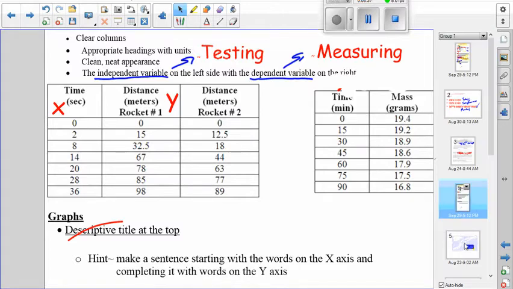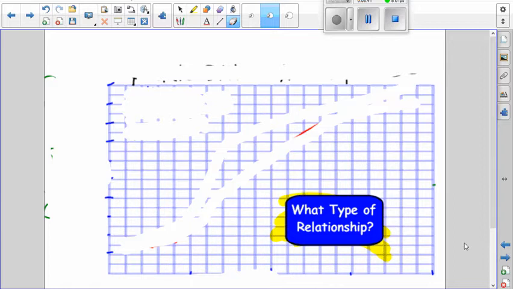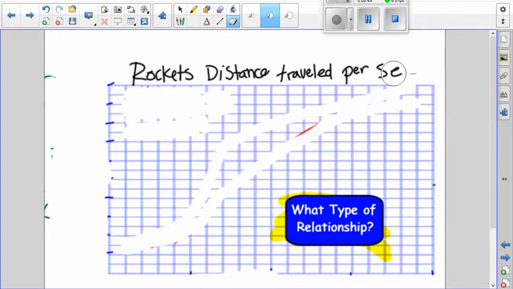All right, going to my graph paper. My title should say something about my two variables. There are a lot of things you could say here, okay? Personally, I mean, you really don't have to write this exact same thing down. I put rockets distance traveled per second. Zeke could put meters traveled over time, or something like that.